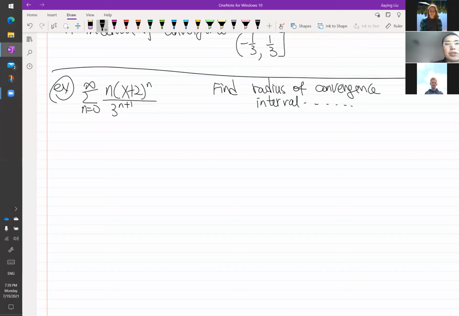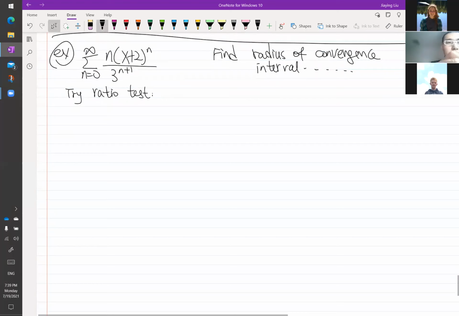So again, I'm going to try to use the ratio test. I'm not an expert in this material, but it looks like the ratio test works well many times. Again, it's not the only test that works, right? You could try other ones. But the ratio test seems to work a lot easier.